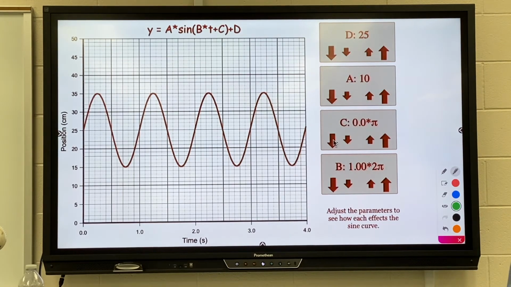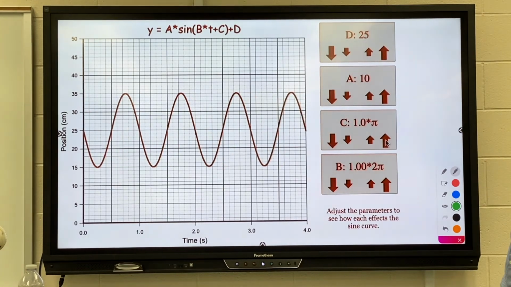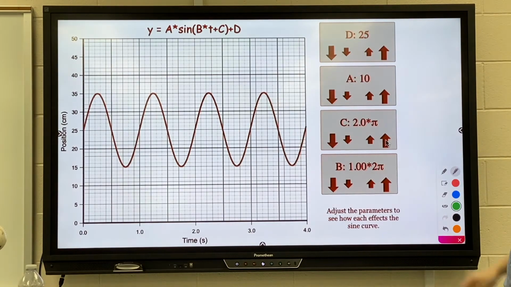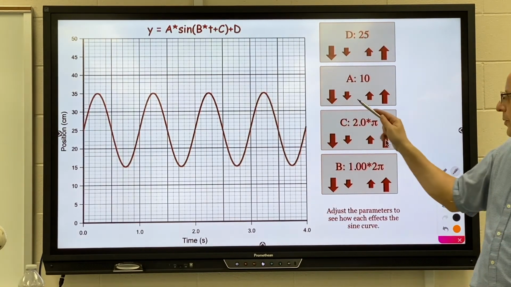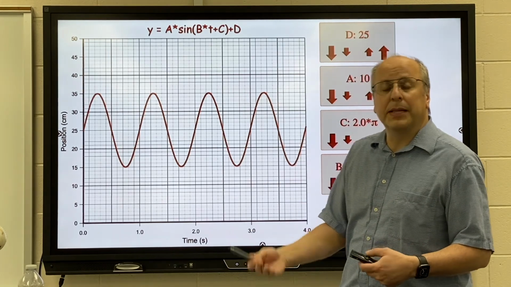So let's take a look at that. We're going to shift it not by 1/2 pi, not by a whole pi, not by 3/2 pi, but by 2 pi. Okay, and you'll notice we're right back where we started. 2 pi represents 1 complete cycle.